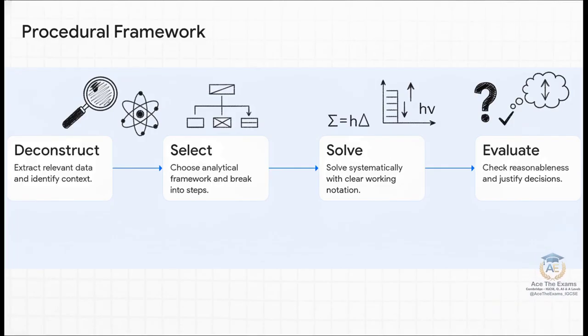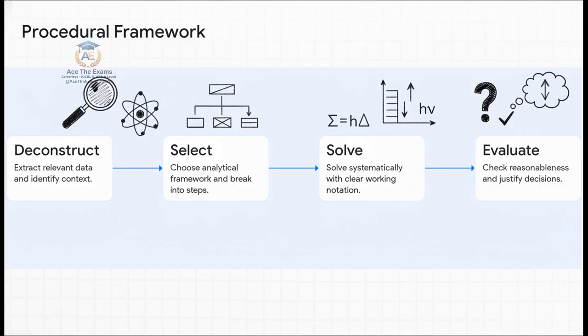Step 2. Select your analytical framework and break the problem down into logical, bite-sized steps. Don't try to do it all at once. Step 3. Solve systematically. Just like we talked about, clearly show your working for the energy difference, delta E, and write out exactly how it equates to the photon's energy, hf. Use your notation like a pro.